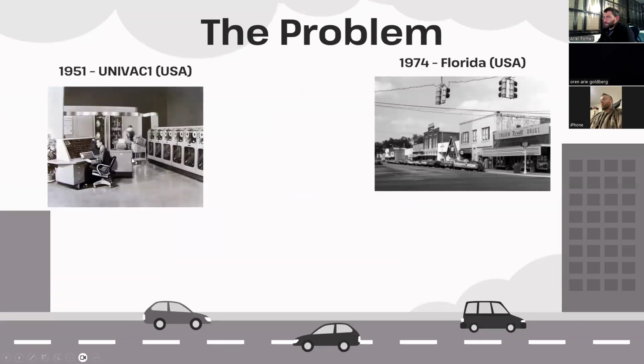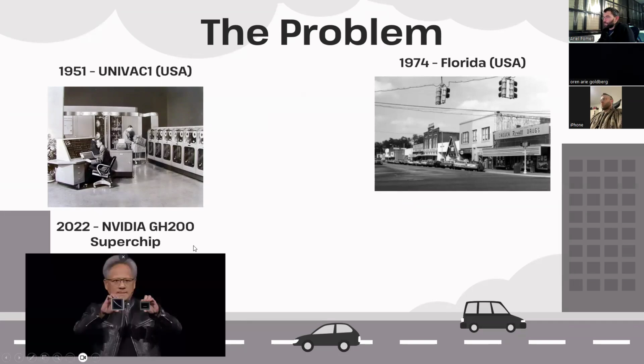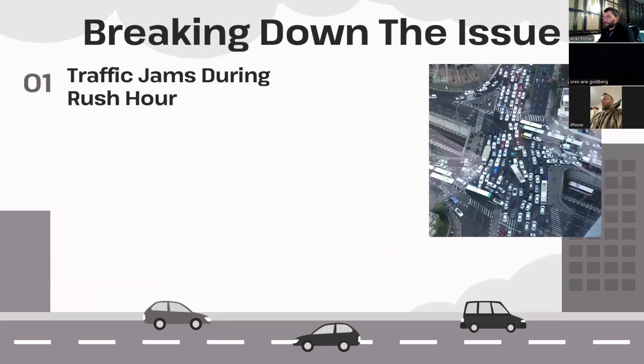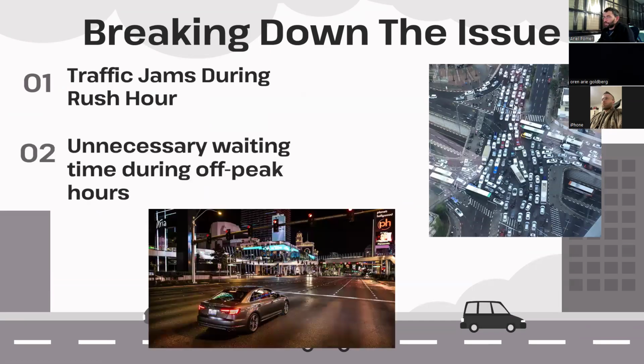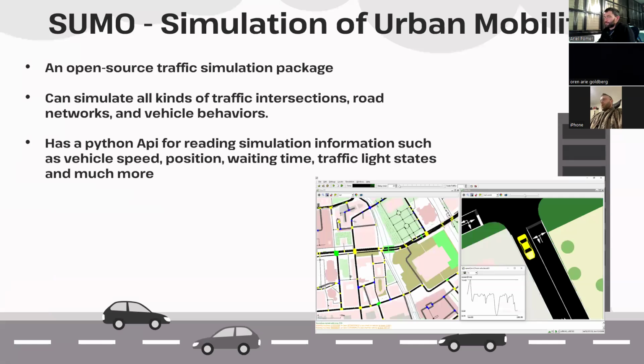As technology advanced, today we have supercomputer chips that are a trillion more times capable than these old computers, but traffic appears to have stayed the same. So breaking down the issue: during traffic rush hours, the intersection does not understand what is going on, and this creates traffic jams. On the other end, during off-peak hours, you can get stuck even though you are the only one waiting to cross.